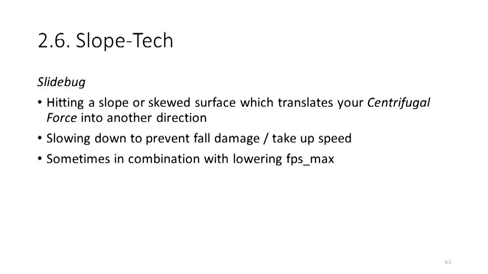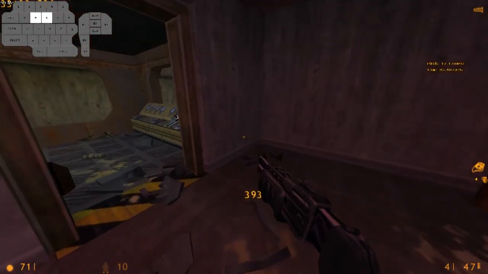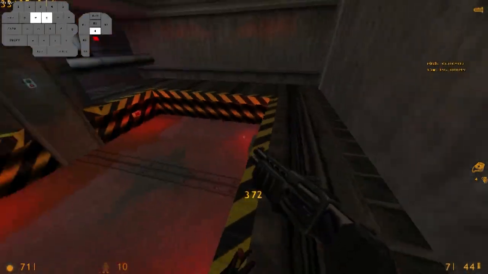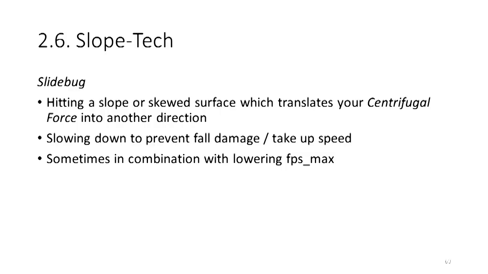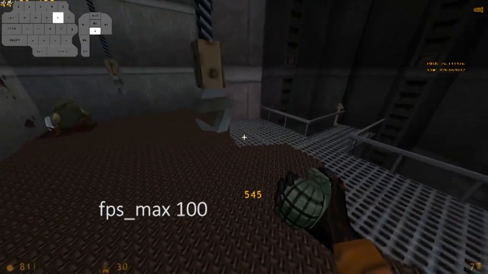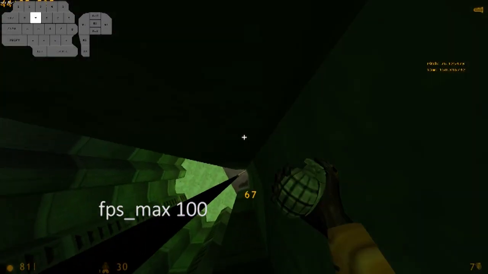The slide bug works as a translation of your centrifugal force according to your direction of travel and the alignment of the slope. Slide bugs are used to prevent fall damage or to take up speed. They are sometimes combined with edge bugs and therefore used with lowering FPS max settings.